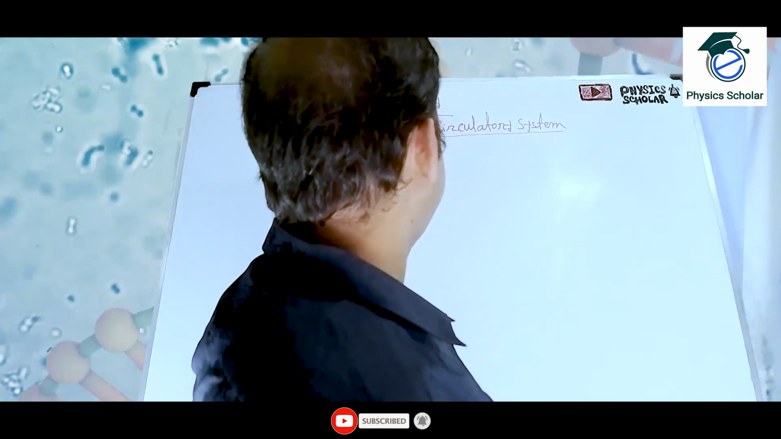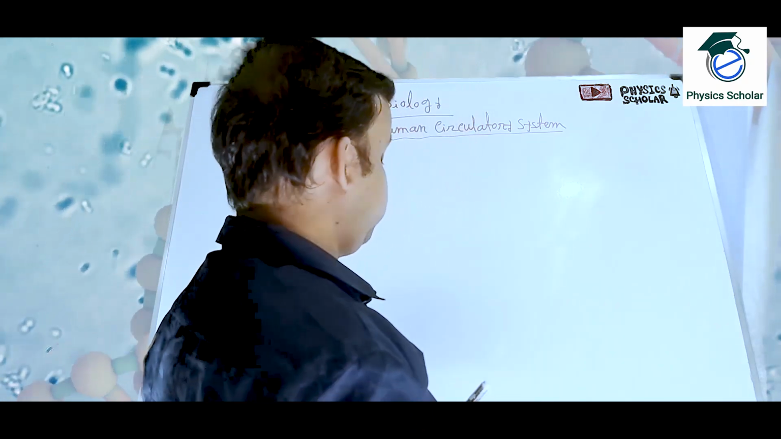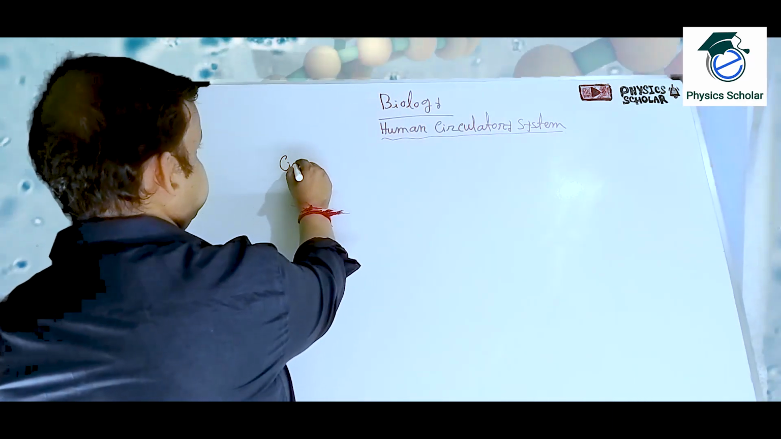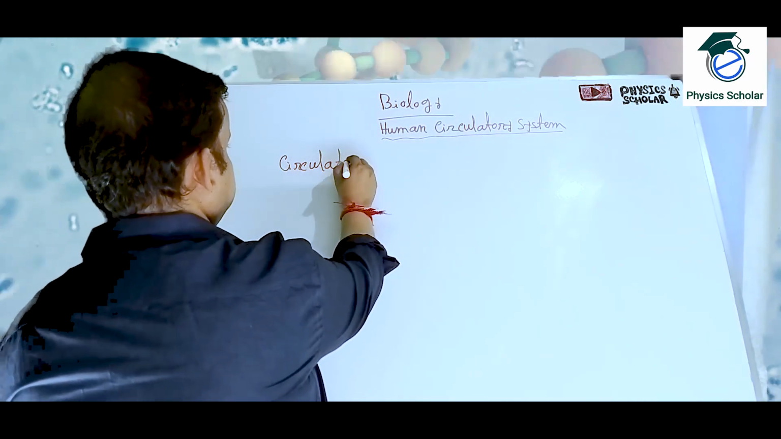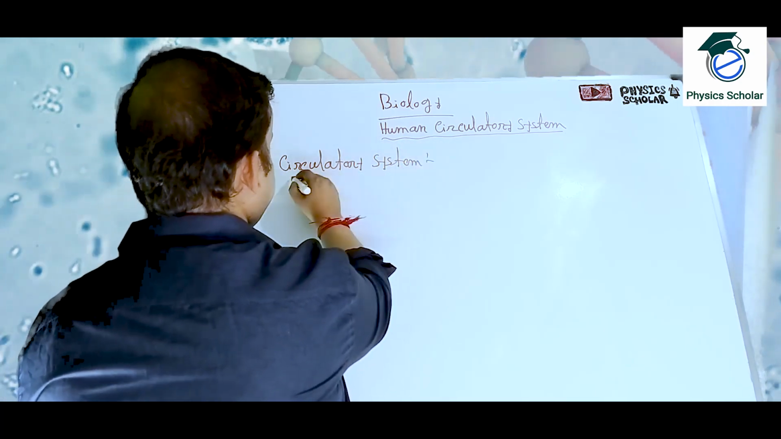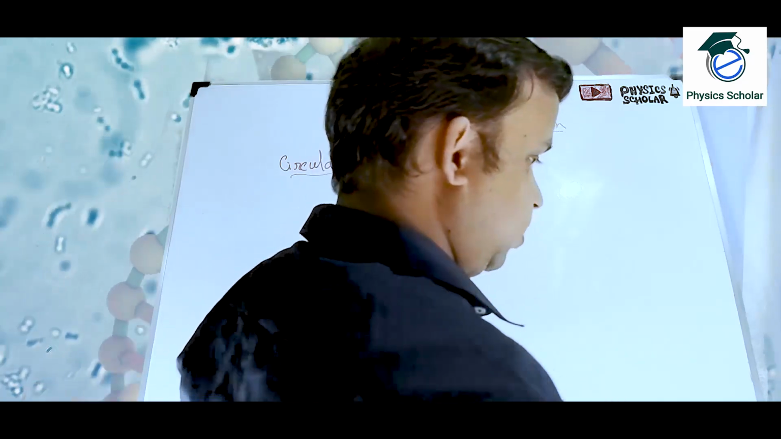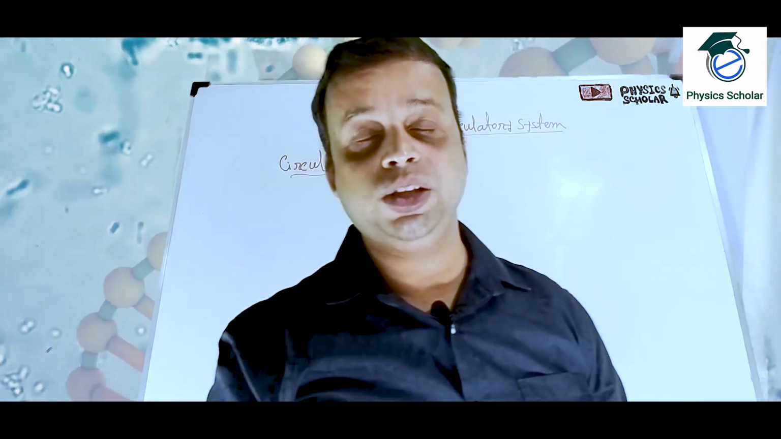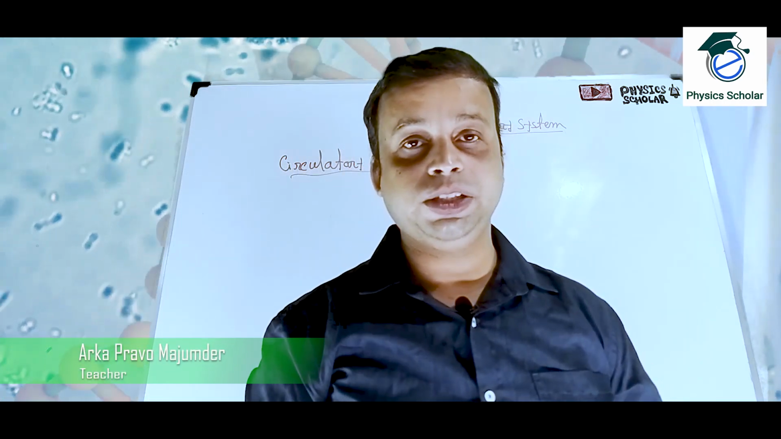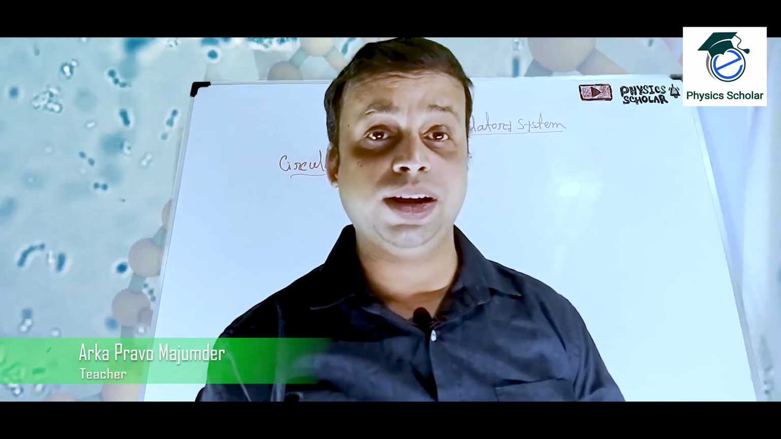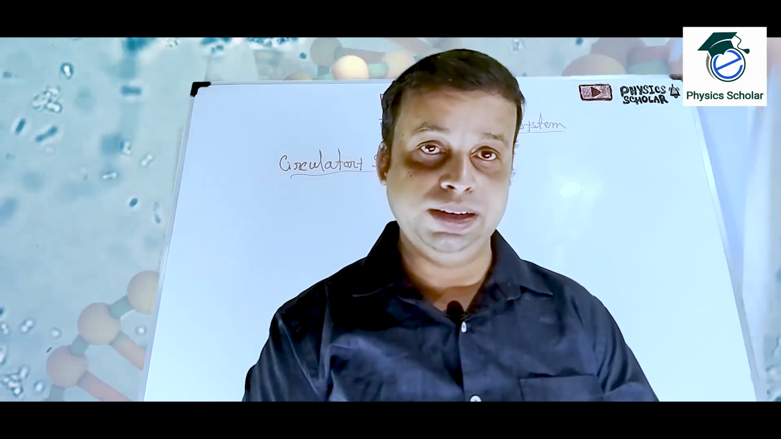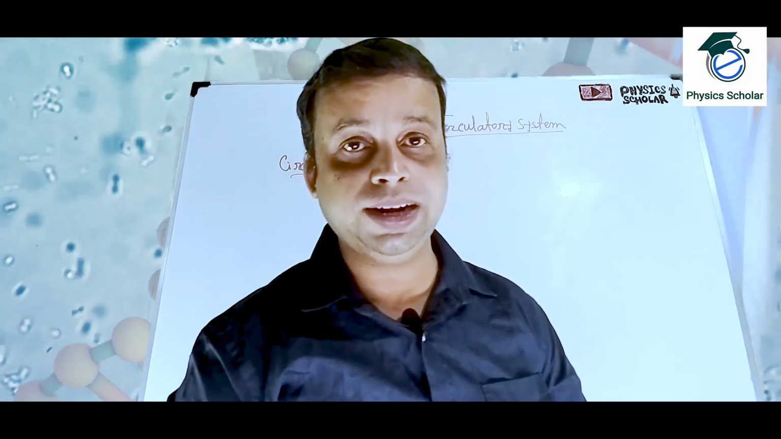So without further delay, let us start the human circulatory system. First we have to understand what the circulatory system is, and why it is important or required in humans or any other animals. Clear? Circulatory system means the blood will be circulated to all the parts of our body. So what is the function of blood actually?